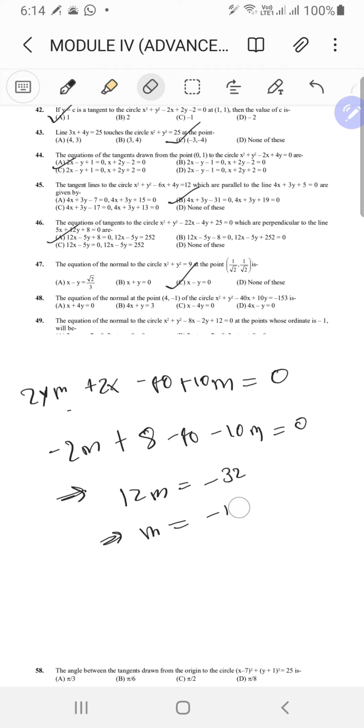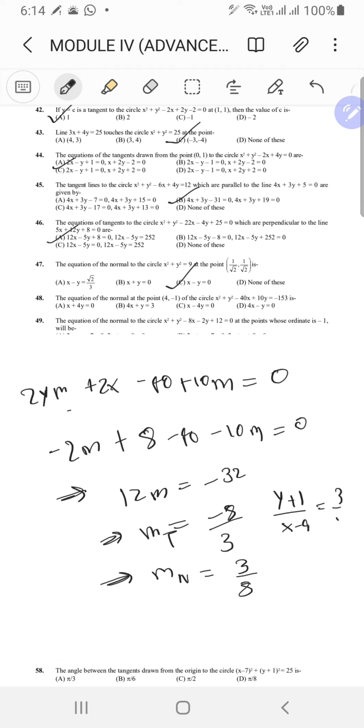Do with 4, right? So -8 upon 3, which means the slope of the normal, but this is the slope of the tangent, that should be 3 upon 8. Nice. And it's at the point 4 comma -1, so it's actually like y plus 1 upon x minus 4 equal to 3 upon 8, which means 8y plus 8 equal to 3x minus 12.